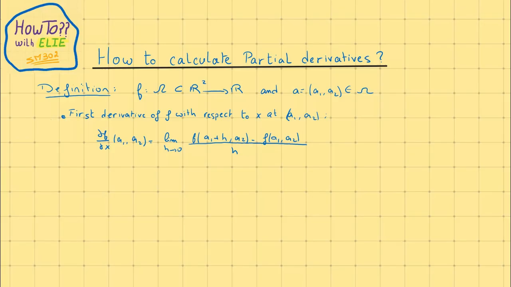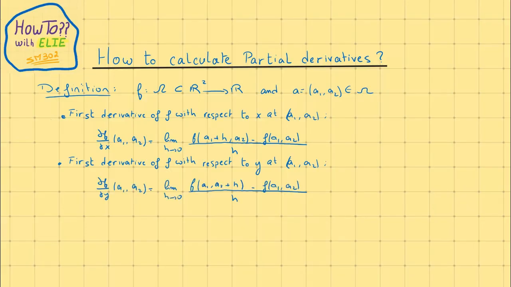So it's the rate of change in the direction of the first variable at the point (a1, a2), and it's denoted df over dx with a rounded d, because we would like to insist on the fact that it's a partial derivative, so it's a derivative with respect to one variable and we have other variables in the expression of f. In the same way, we define the first derivative of f with respect to y, the second variable, at the point (a1, a2), as being the rate of change as well.